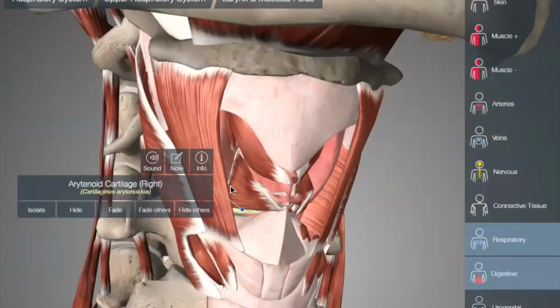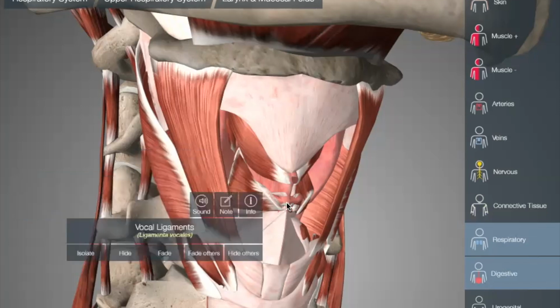But the muscles here, when they contract and relax, move this cartilage, and this cartilage is in close relation with the vocal ligaments and helps us create different pitches. Okay, that's the paired and the unpaired cartilages of the larynx.